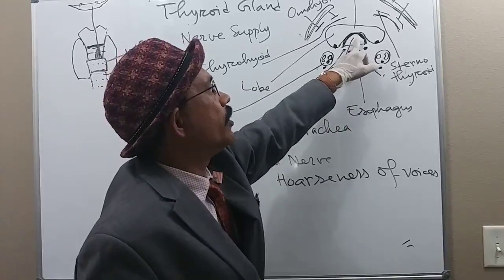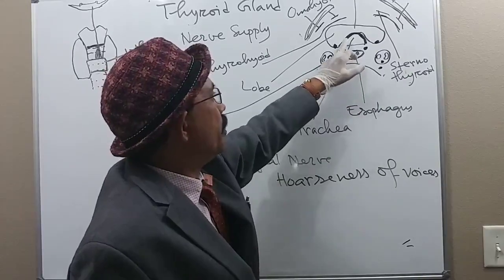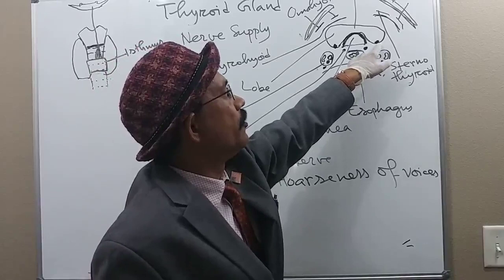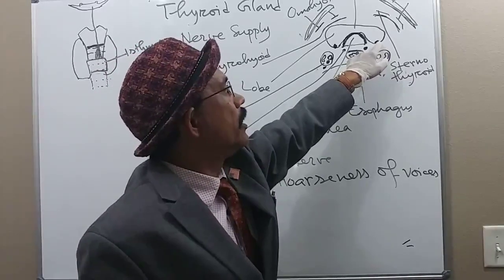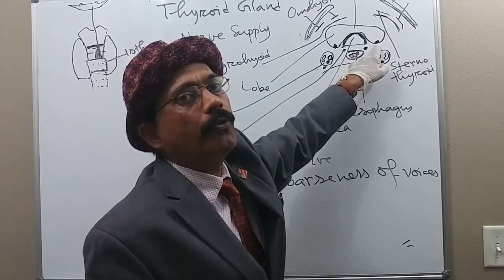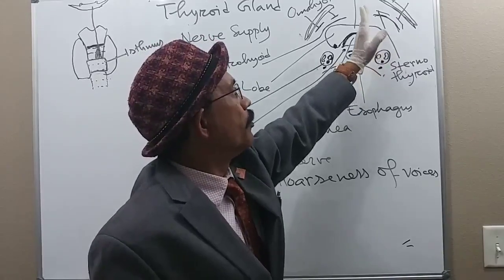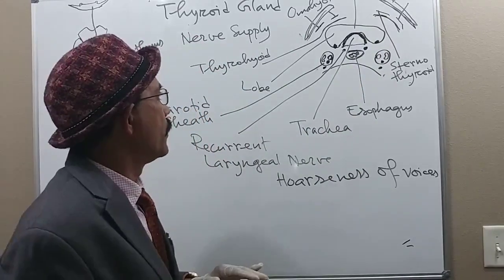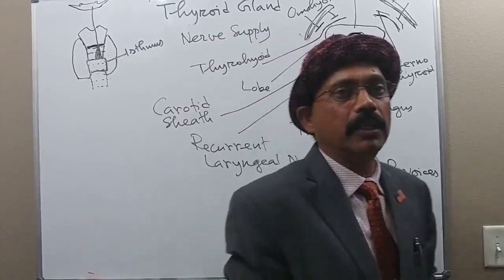Medially, two tubes. One is the trachea, another one is the esophagus. And just in between the trachea and esophagus, we have the recurrent laryngeal nerve. What is this? On the posterior border of the lobe of the thyroid gland, these are the parathyroid glands. We have 4 parathyroid glands. They are located around the posterior border of the thyroid lobes. Okay, we got the relationships of the thyroid gland.